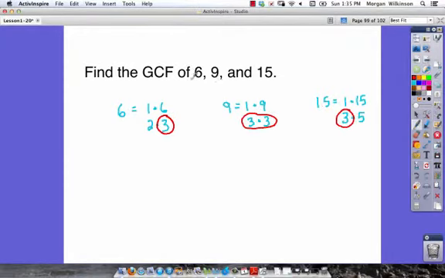So the answer, what is the greatest common factor of 6, 9, and 15? Well, that's equal to 3. And we're all done. We've got our answer to that problem.